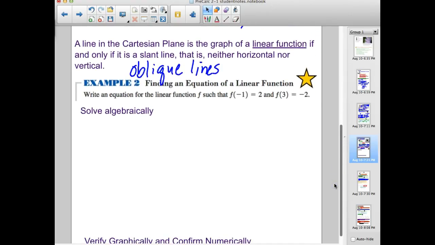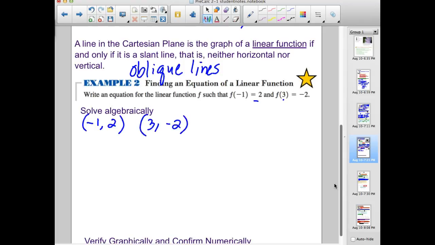All right. Example 2, we are going to find a linear function that fits the criteria that f of negative 1 is 2 and f of 3 is negative 2. What are they giving you here? Points. They're giving you 2 ordered pairs. They are saying that if we put negative 1 in, we get a 2 out. And if we put a 3 in, we get a negative 2 out. So if you know 2 ordered pairs, how do you find the line? Yeah, find the slope first, and then use slope in one of your points to write your equation.